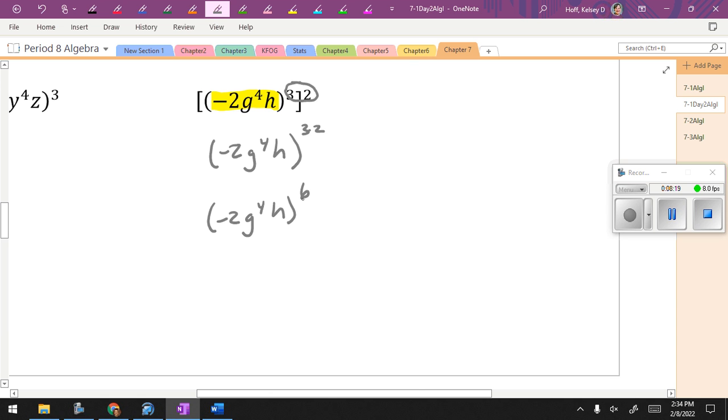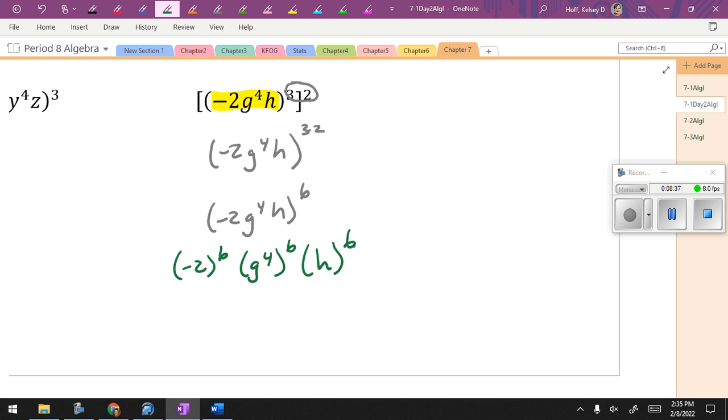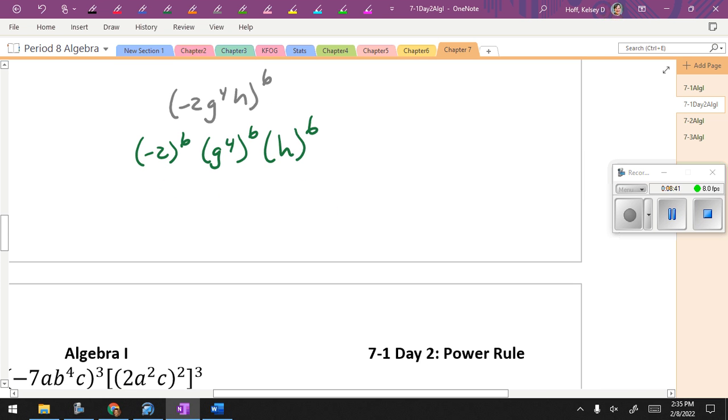Now this isn't so scary, agreed? What do you got to do with that 6th power, though? Distribute it all out there. So negative 2 needs the 6th, g to the 4th needs the 6th, and h needs the 6th. Is my answer positive or negative? Positive, because there's 6 negatives.